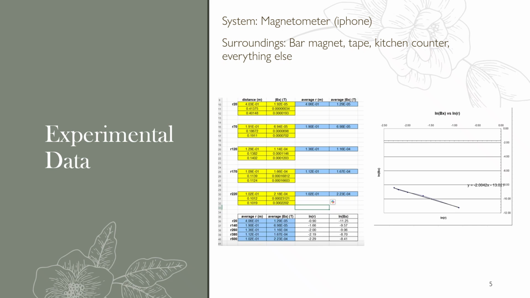All the data we calculated at the different distances was then put into an Excel sheet to find the magnetic strength in teslas, and then plotted via the ln of the distance versus the ln of the magnetic field, Bx, specifically in the x direction. And then we found a slope of -2-ish, -2.0042, and this slope of the line is our n value.